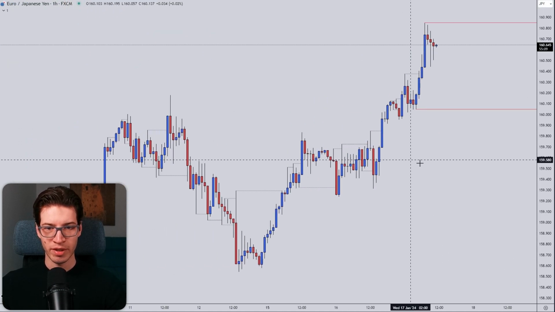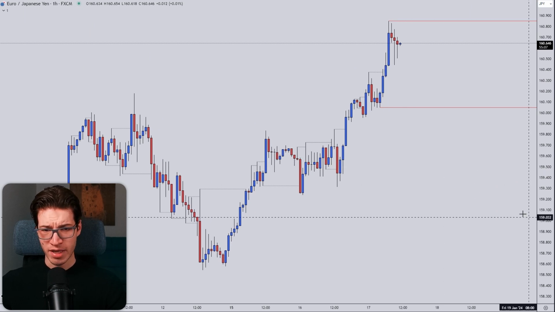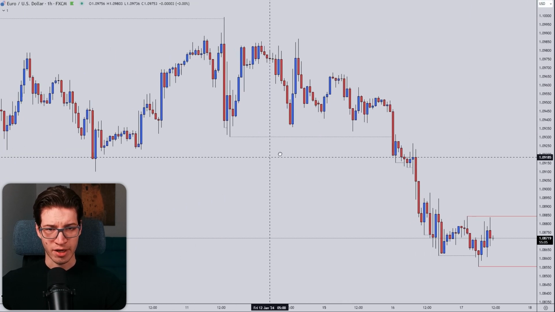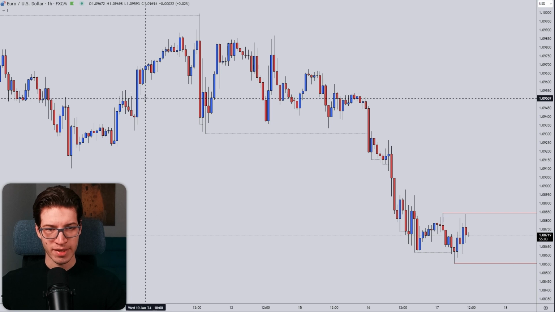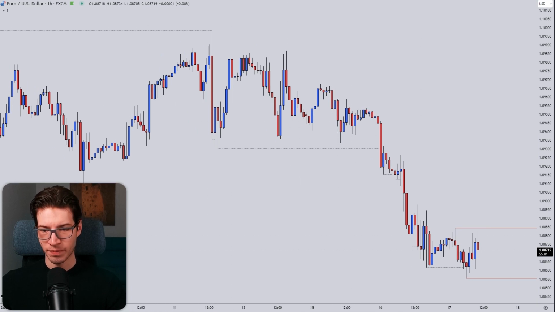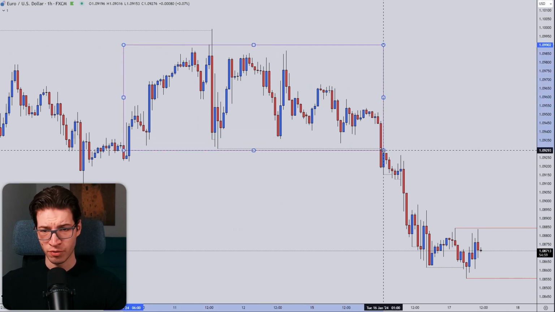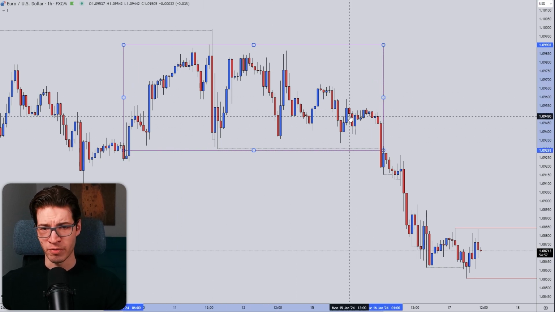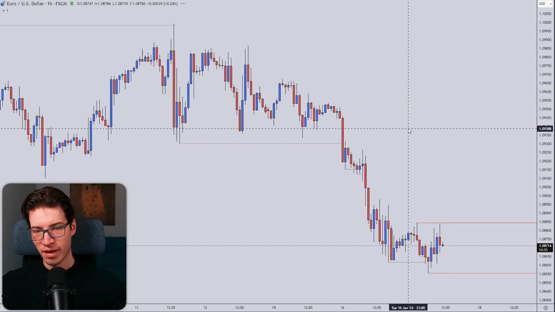Then we have the euro and the Japanese yen. This one has been moving. Also, let's cover the pair price actions. So from the last recap from Wednesday, we were very flat. So I did not take any trades on EU. We were just very range bound, very flat.